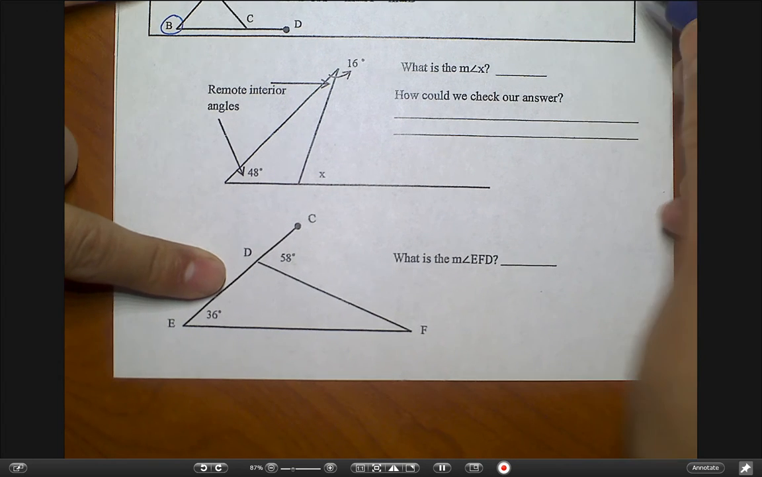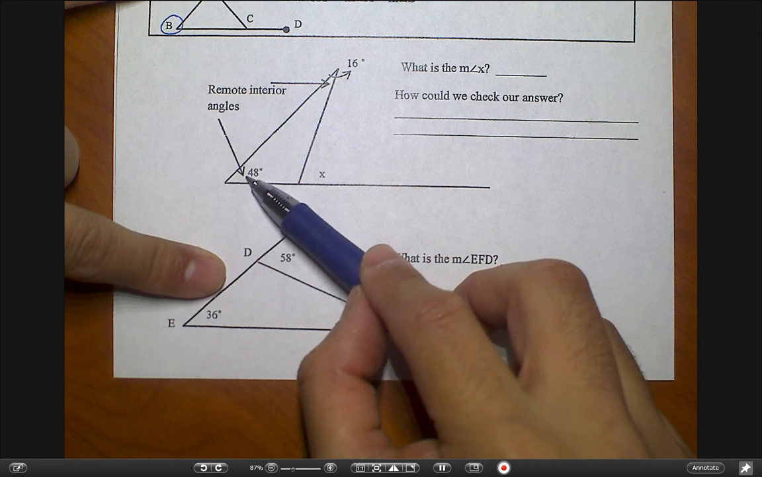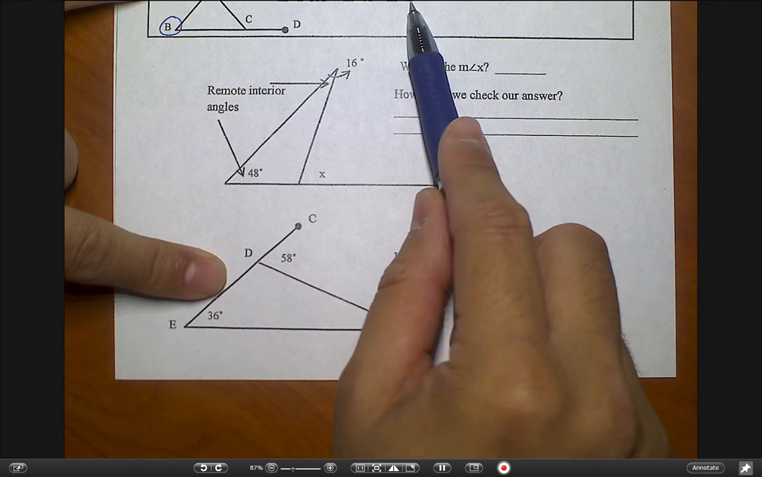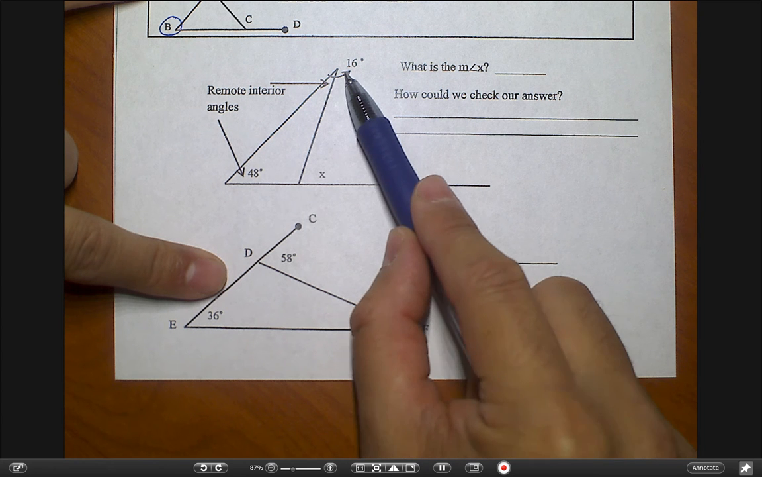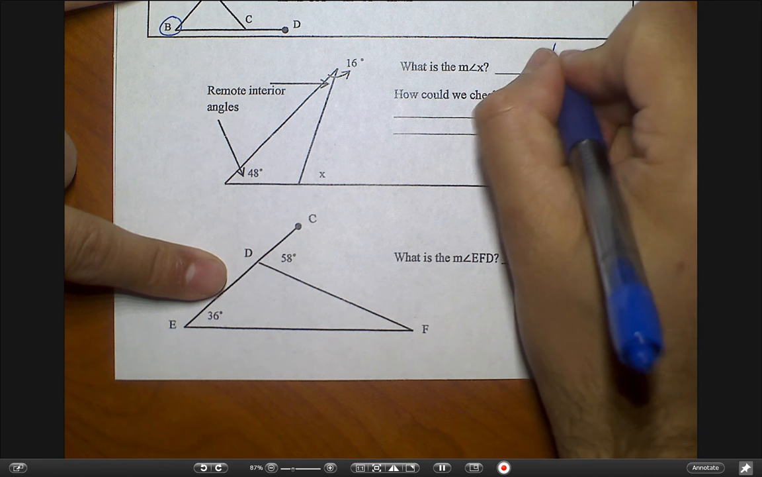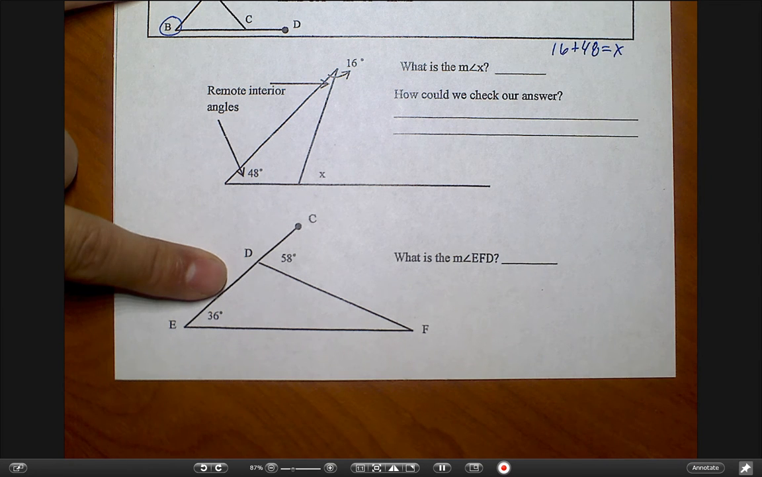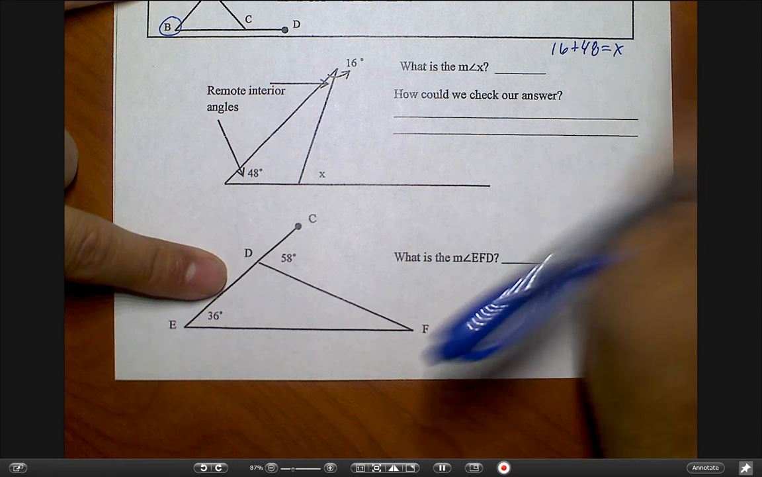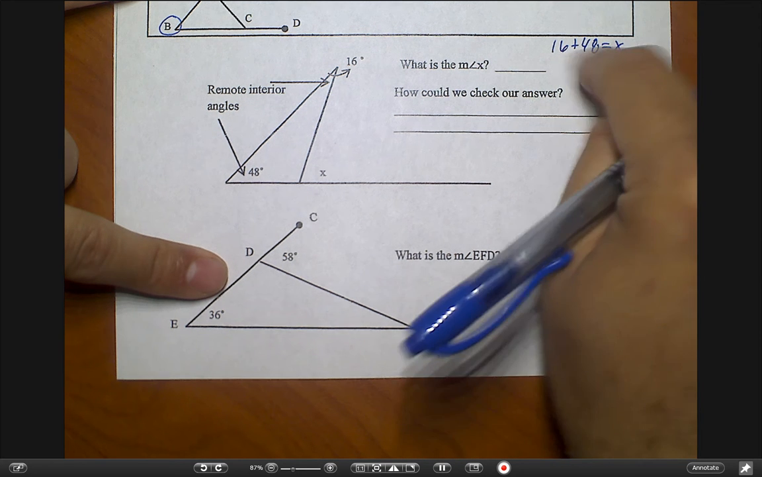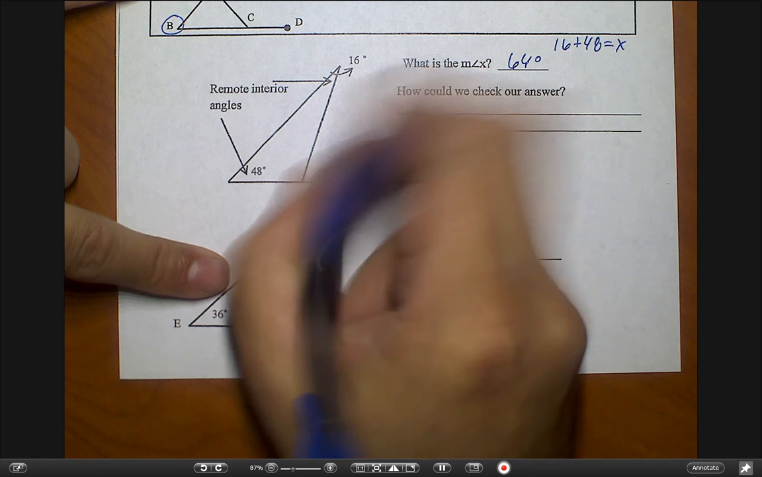Alright, so let's take a look at this one. These are my two remote interior angles, right? So if I'm using this formula, it's supposed to be 16 plus 48 equals x. So let's see, 16 plus 48 equals x. So x equals 64. We're just combining those. So x is going to equal 64 degrees.